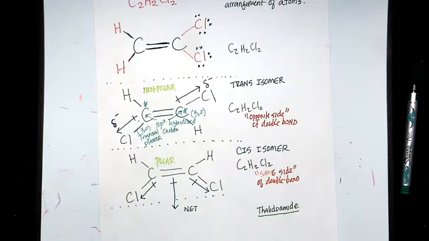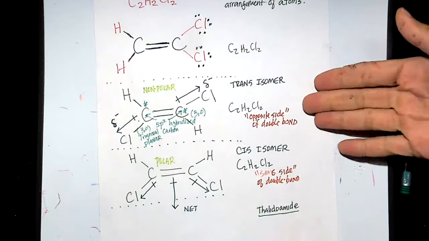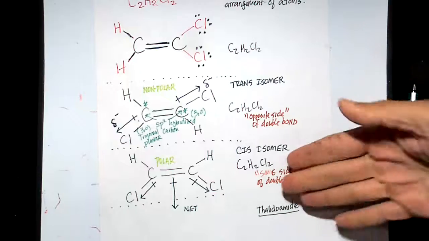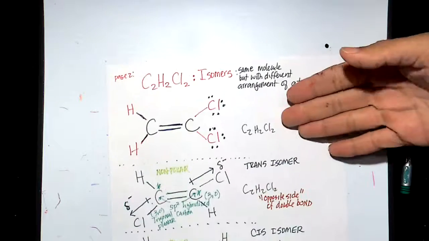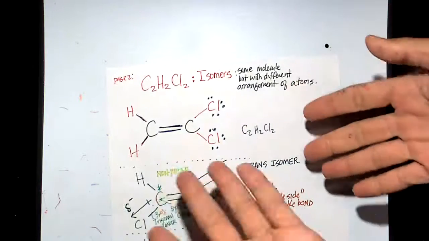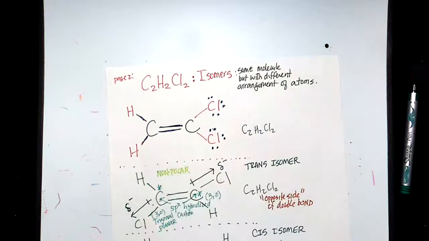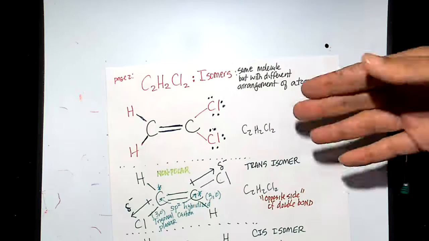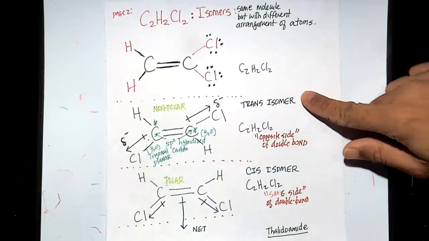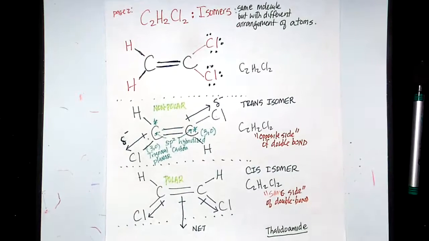But for all intents and purposes, I just want you to know the cis isomer, double bond on the same side. Trans isomer, double bond on the opposite side. Very different properties, right? This one is nonpolar, that one is polar. This one is not cis or trans. It's just an isomer. So plain old isomer, trans isomer, cis isomer.